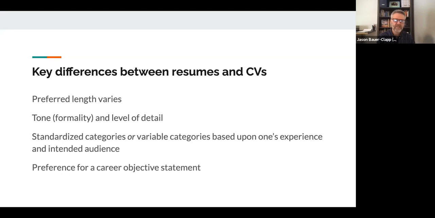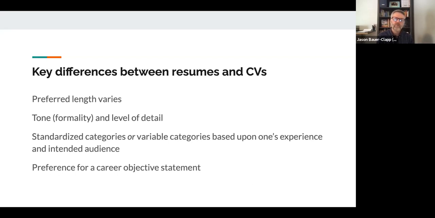And then the standardized or variable categories relate back to the idea I was sharing a few minutes ago. Sometimes it is just really standard: education, work experience, skills and training, no matter what field the person is in. And sometimes it tends to be a bit more flexible, using categories based on your own experience, your own career direction, and intended trajectory.